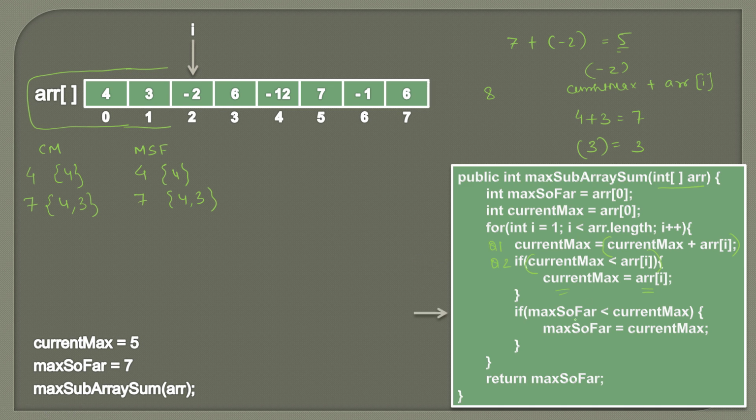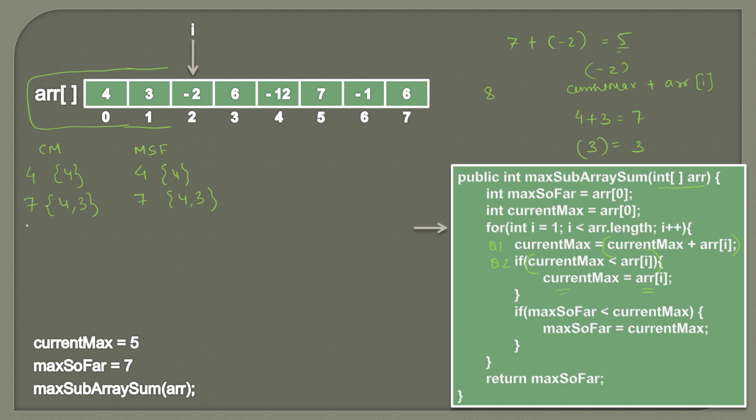Then we simply check whether max so far is less than current max or not. Why we are doing this check is, we are simply keeping track of the maximum sum so far. So if at any step current max becomes greater than max so far, it means we have found the maximum sum so far, so we simply assign current max to max so far. As of now, max so far is 7 and current max is 5. Therefore this condition comes out to be false because 7 is not less than 5.